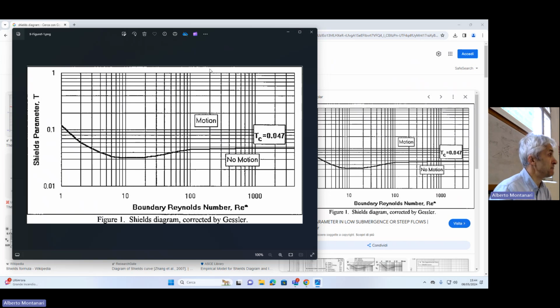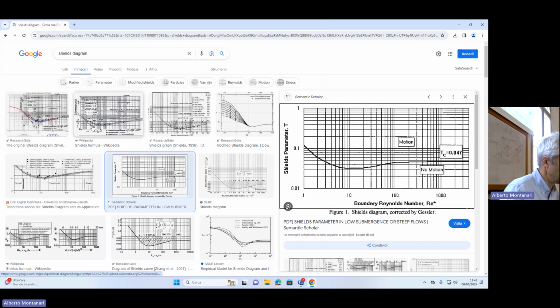This is what Shields did. So basically, he understood what the relevant variables are, but in order to get to quantitative conclusions, he went to the lab. And then several researchers made several experiments. Of course, you have to take into account one thing: the lab is an ideal situation. He used sediments with the same diameter, spherical sediments, and therefore he got reference to an ideal situation. Okay, good.